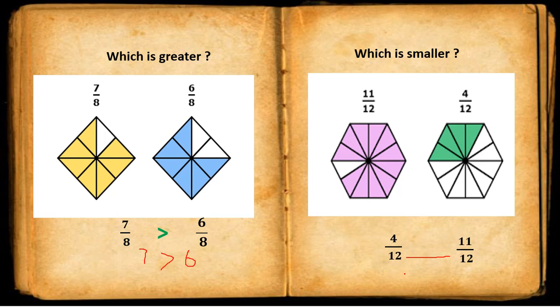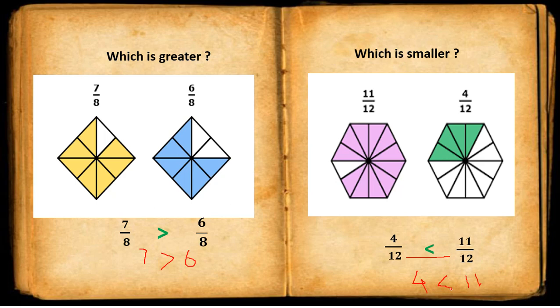So we only have to compare the numerators, that is 4 and 11. Now tell me, which is less, 4 or 11? 4, yes. So we can say 4 is less than 11, or we can say 11 is greater than 4 also. So between these two fractions, 11 upon 12 and 4 upon 12, which is less? Now we can say 4 upon 12 is less than 11 upon 12.